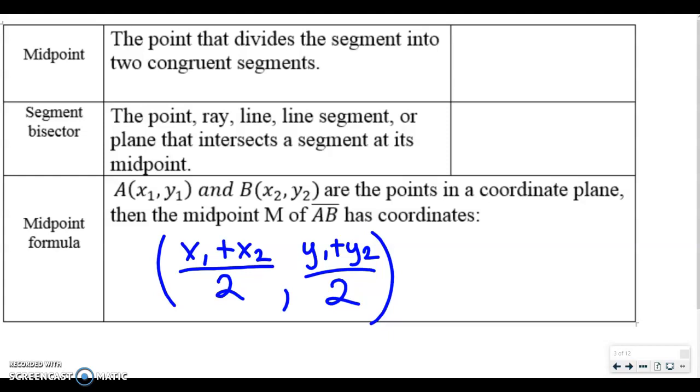All right, section 1.3, use midpoint and distance formula. This will be the day one notes of 1.3. So the first one, midpoint, the point that divides the segment into two congruent segments.